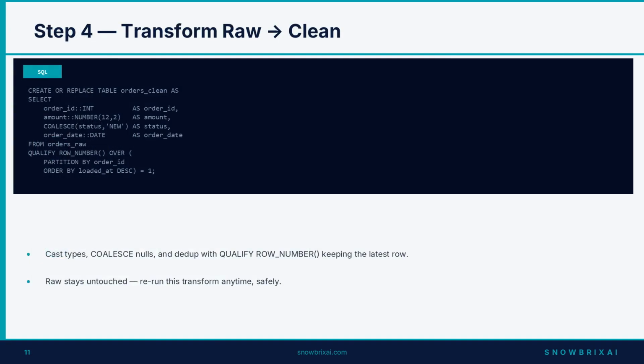Step 4. We transform raw into clean. Create or replace table orders clean as a select straight off the raw table. Inside that select we do 3 jobs. First we cast types, order ID to an integer, amount to a number, so columns are no longer loose text. Second, we coalesce the nulls into sensible defaults. Third, and this is the elegant part, we deduplicate. We use qualify with row number partitioned by order ID, ordered by loaded at descending, and keep only row 1. That gives us the latest version of every order, no duplicates.